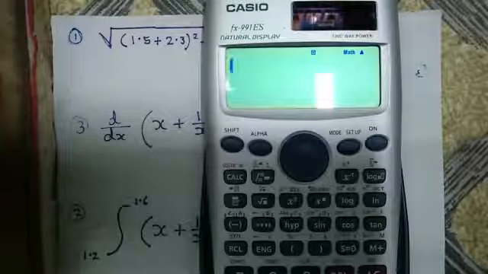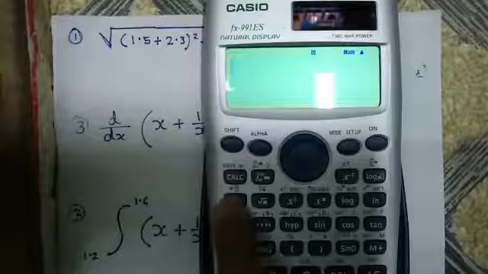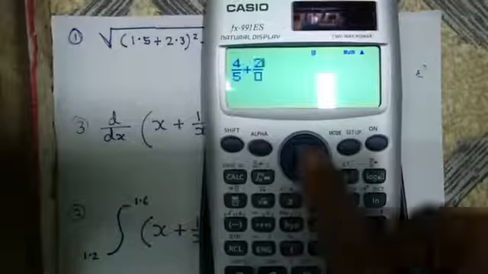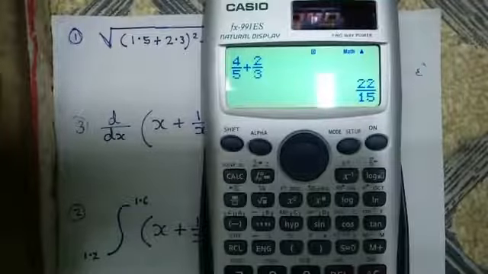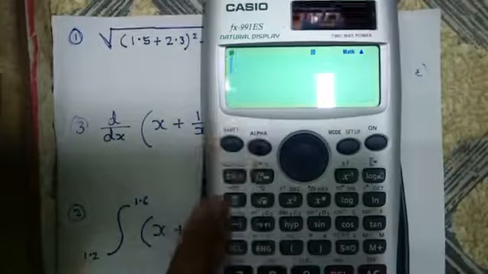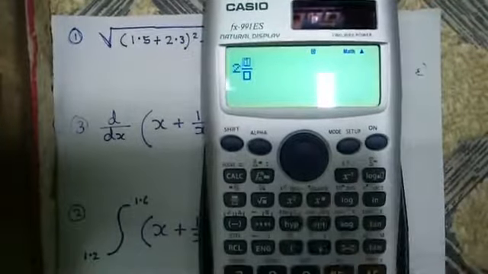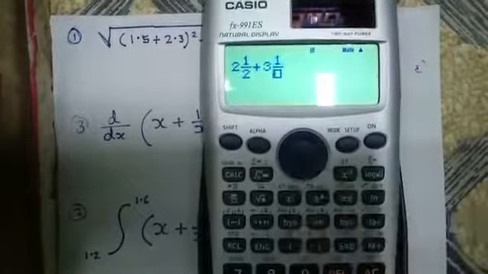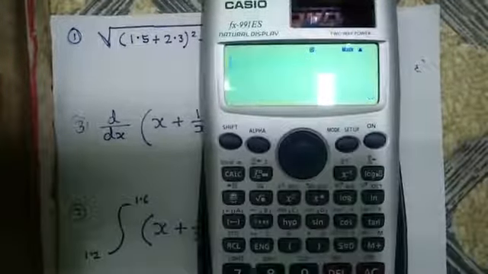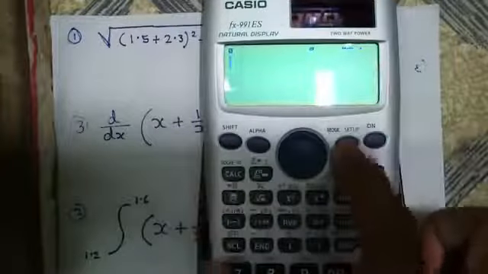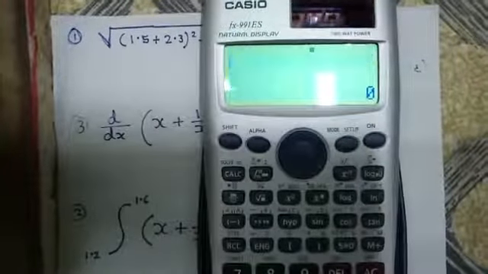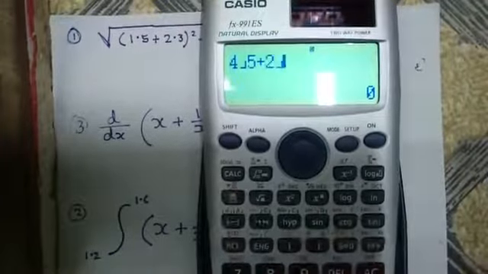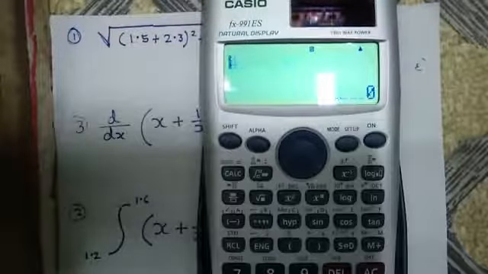So feature number 1, fractional calculations. We will use the fraction button. 4 by 5 plus 2 by 3 is equal to 22 by 15. You can also use improper fractions using shift and fraction, like this. You can also use it in linear operation, that is number 2. It is 22 by 15.